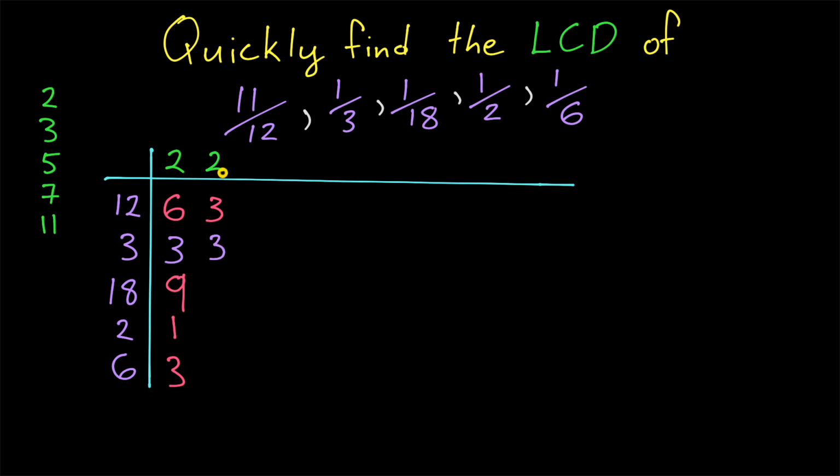9 does not divide by 2, so go ahead and just copy 9. 1 does not divide by 2, so just copy 1. 3 does not divide by 2, so just copy 3.